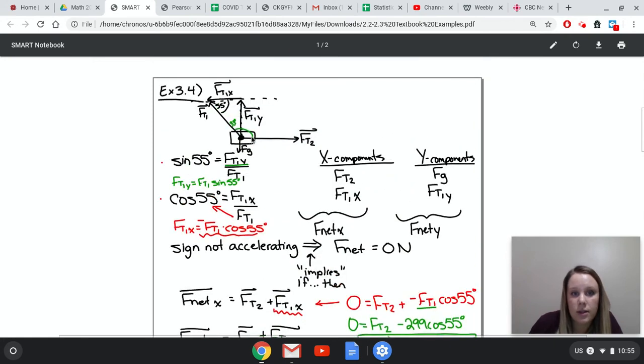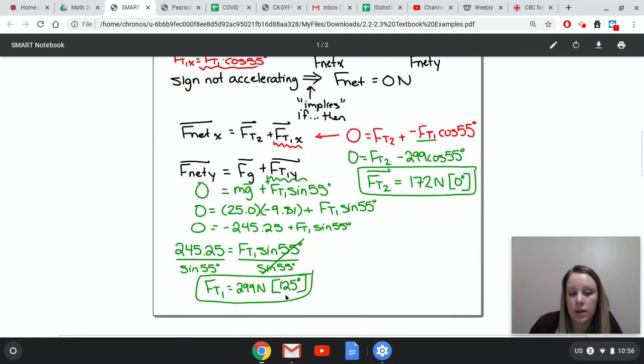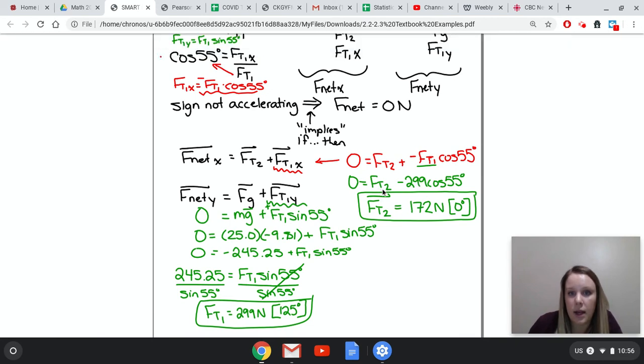The angle in green is my angle in standard position. So from the positive x-axis, if this was a Cartesian plane, to this point would be 90 plus 35. So that's how I got 125 degrees. Now I'm going to use this number up in my red equation because I didn't know this. I put in my negative 299 here, and then I can solve for FT2.